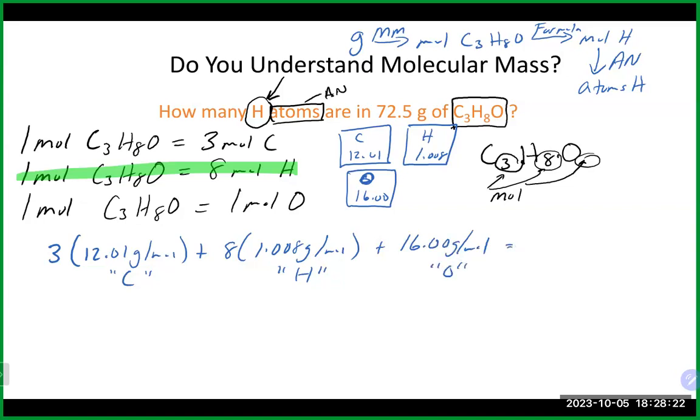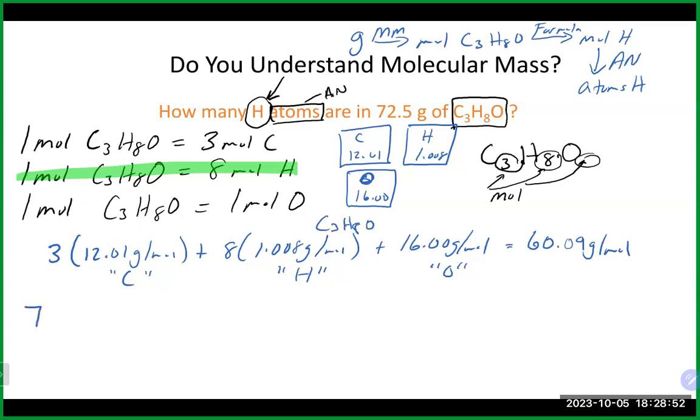And now we have 3 times 12.01 plus 8 times 1.008 and a 16. Looks like a 60.09 grams per mole. So now that we have the molar mass of our entire compound here, our C3H8O, we could start the calculation.